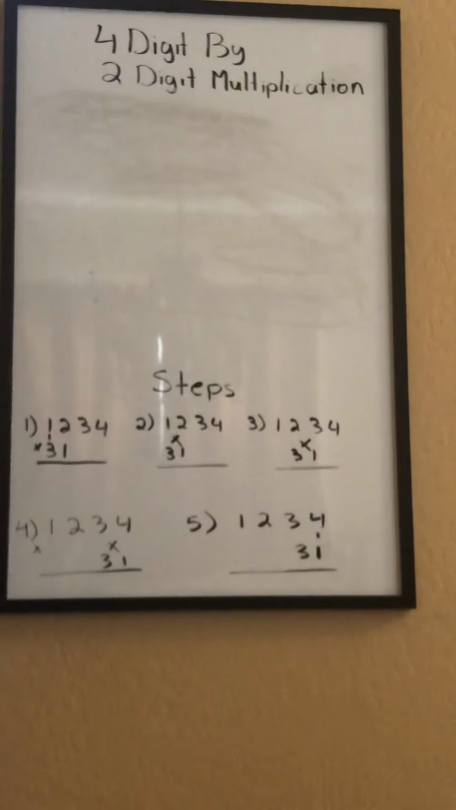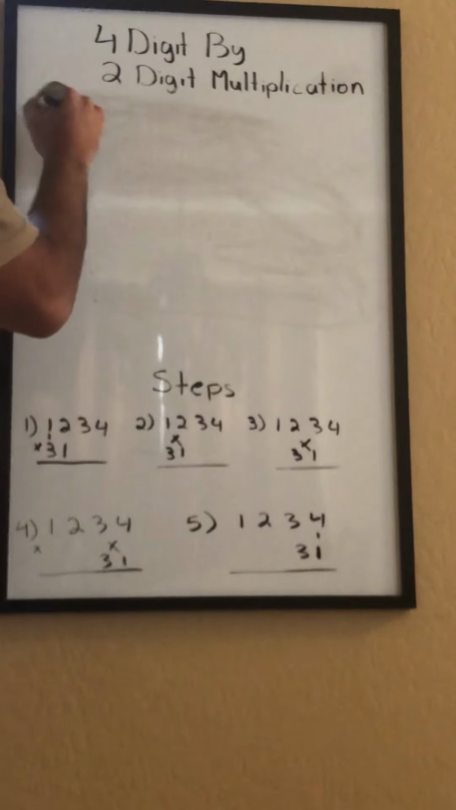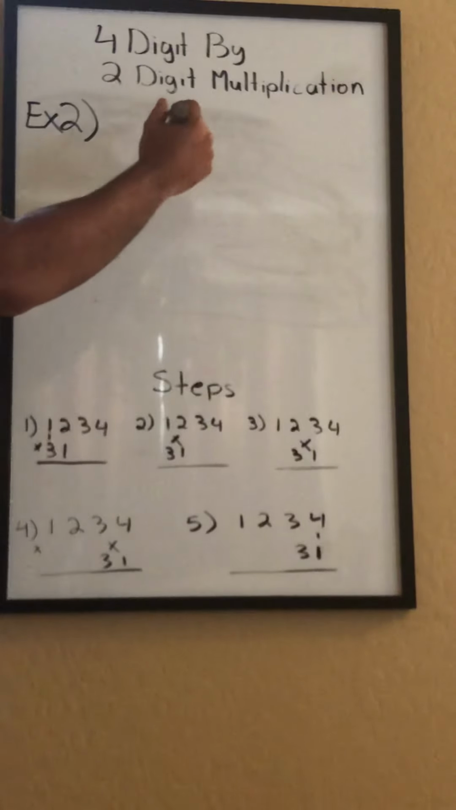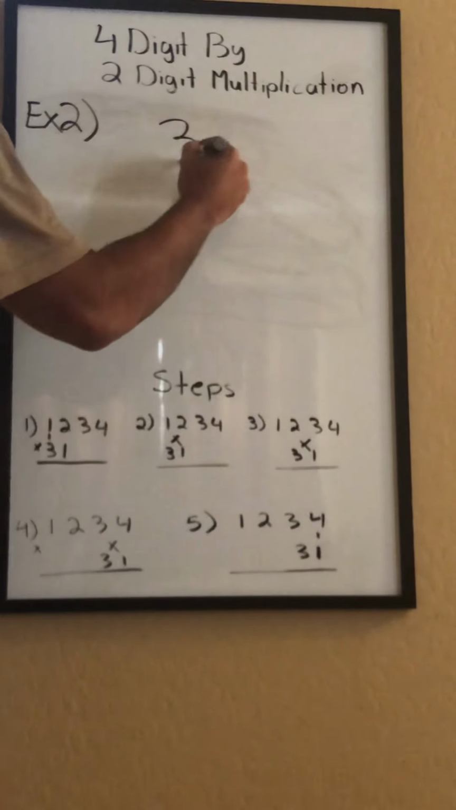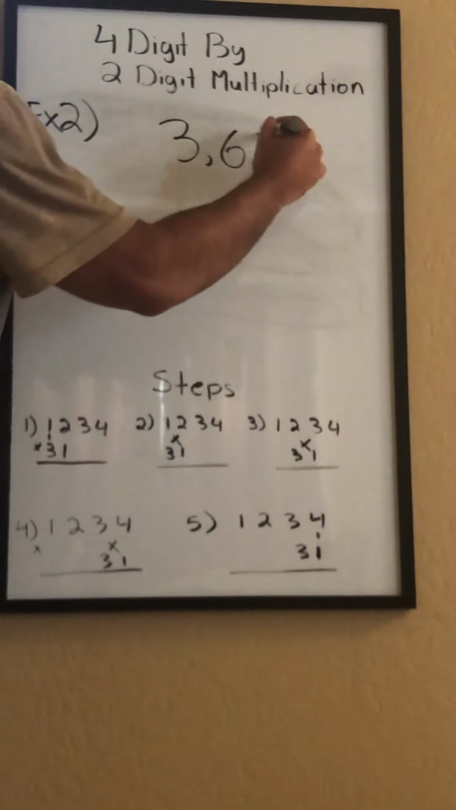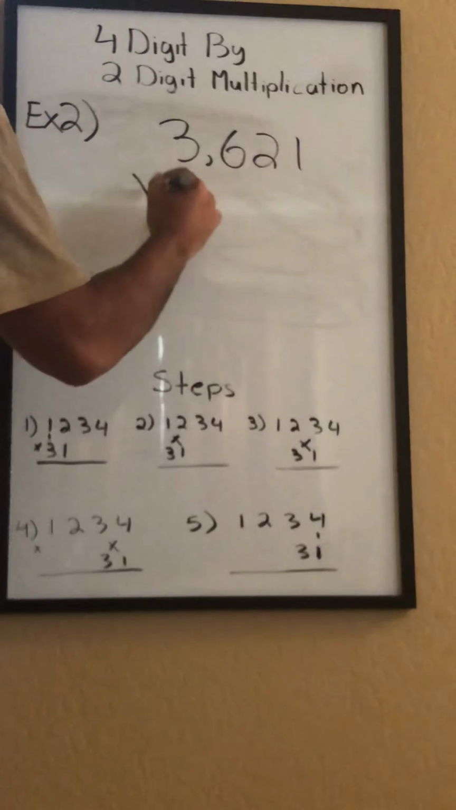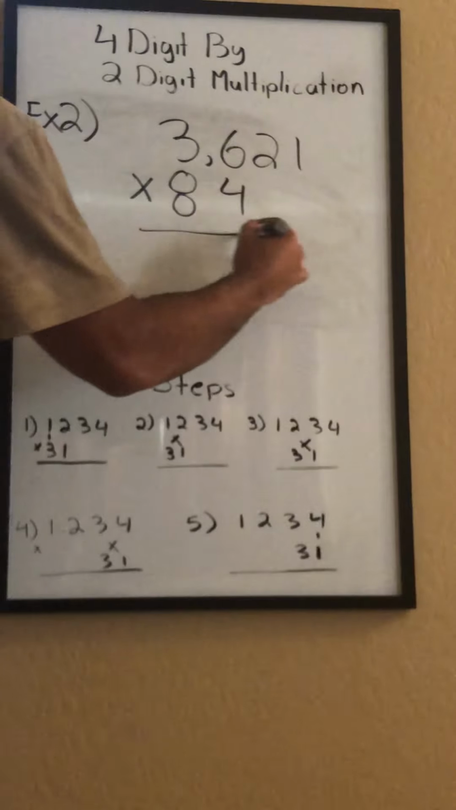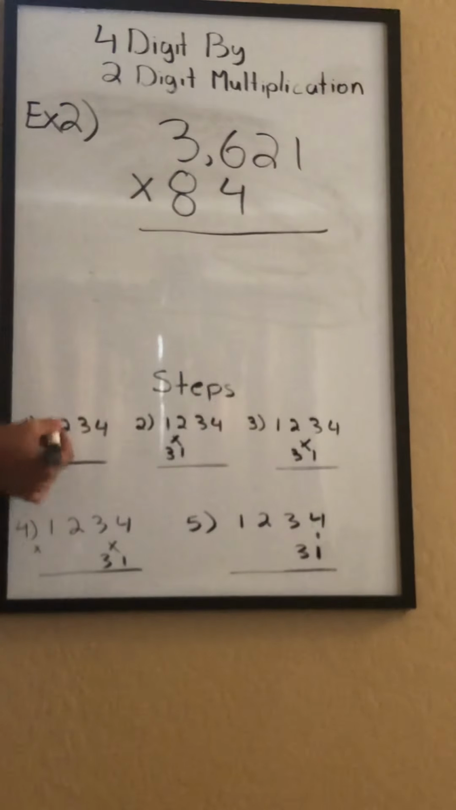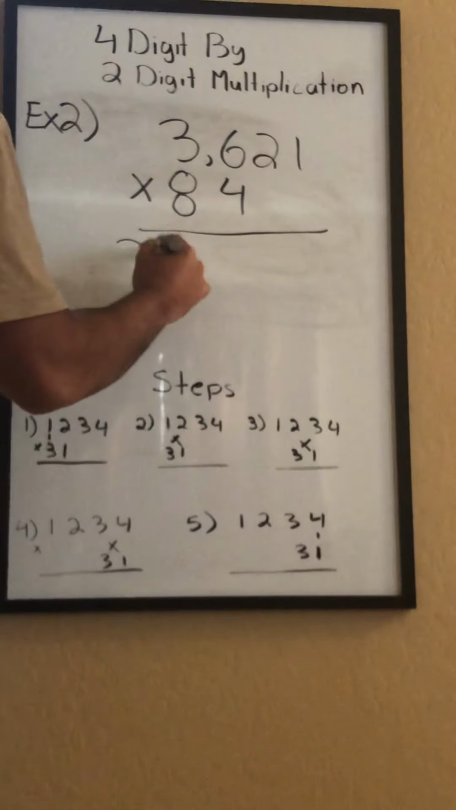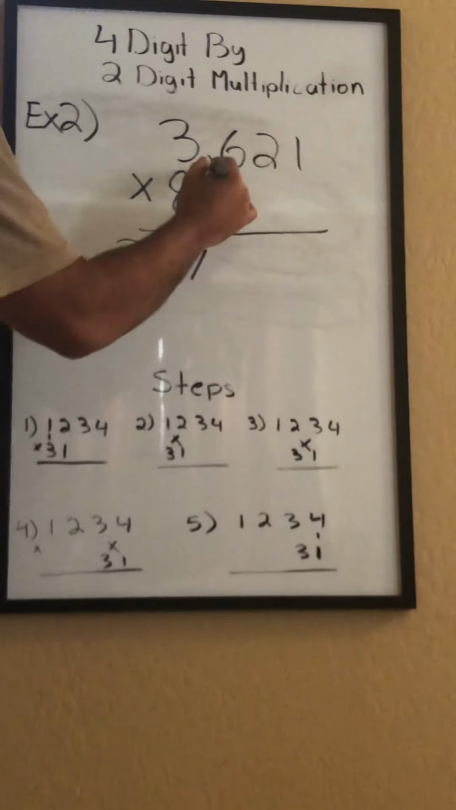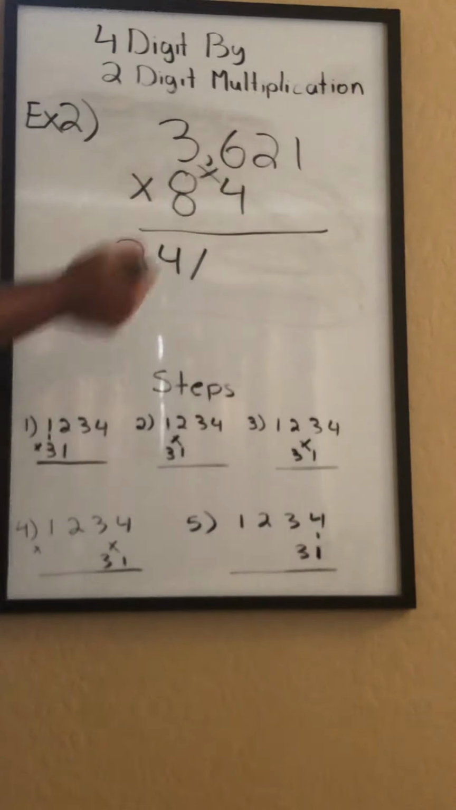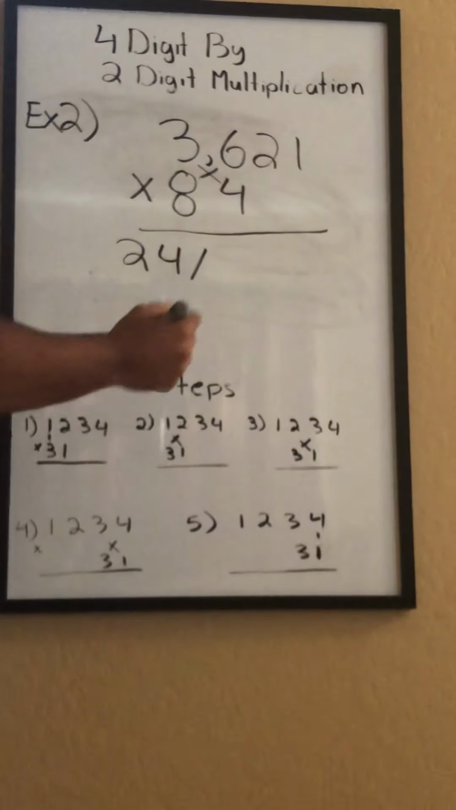Alright, now we're at example 2. So we're going to make the numbers a little bit bigger now. 3,621 times, let's make it 84. Okay? So step 1, left times left. 3 times 8, 24. Step 2, the sum of these cross products. 3 times 4 is 12. 6 times 8 is 48. 12 plus 48 is 60.